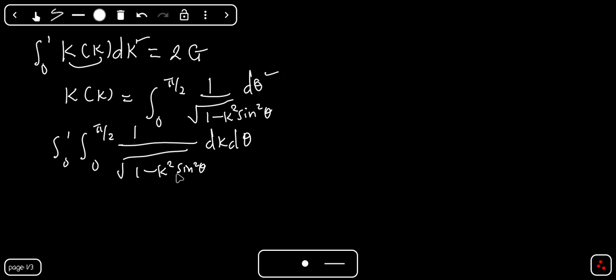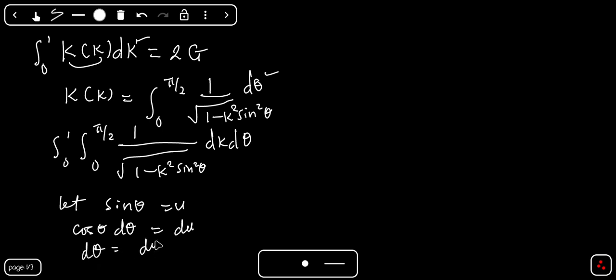What we are going to do next is to make a substitution. Let sine theta be equal to u. Differentiating, sine theta gives cos theta d theta, and u gives du. Then make d theta the subject of the formula: d theta is equal to du over cos theta, which in terms of u is the square root of 1 minus u squared.